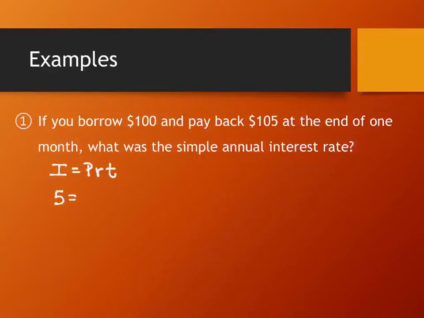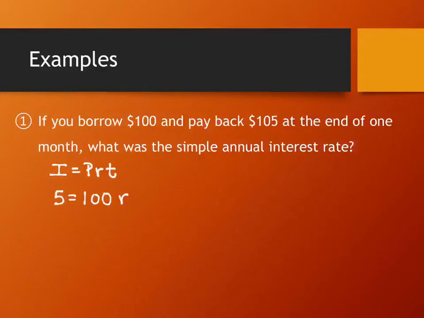P is the principal. It's the amount that I borrowed or the amount that I invested. So what is the principal in this problem? That's the 100, right? R is an interest rate. What is that in this problem? That's what we're solving for, exactly. That's exactly what we don't know.